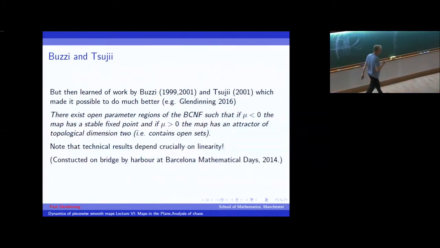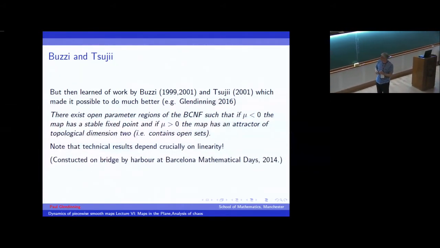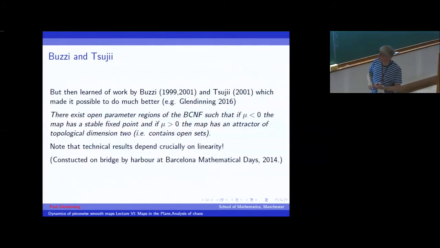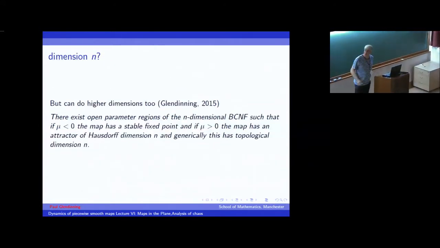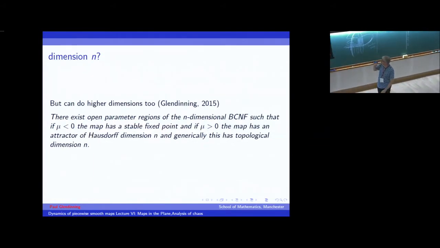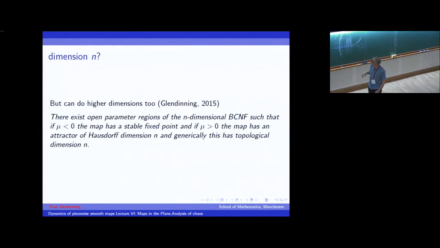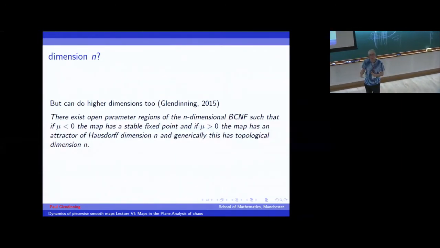So anyway, what I was able to do in a series of papers was prove, first of all, that you could get these things on open sets, and then, if you like, this extra bit, which is that in terms of the bifurcations, you could get a stable fixed point going to a fully two-dimensional attractor. You can also do higher dimensions once you've got the Tsujii and Buzzi type of things. So there are open parameter regions of n-dimensional border collision normal form, such that if mu is less than 0, the map has a stable fixed point, and if mu is greater than 0, the map has an attractor of Hausdorff dimension n, so fractal dimension n, and typically this has topological dimension n.